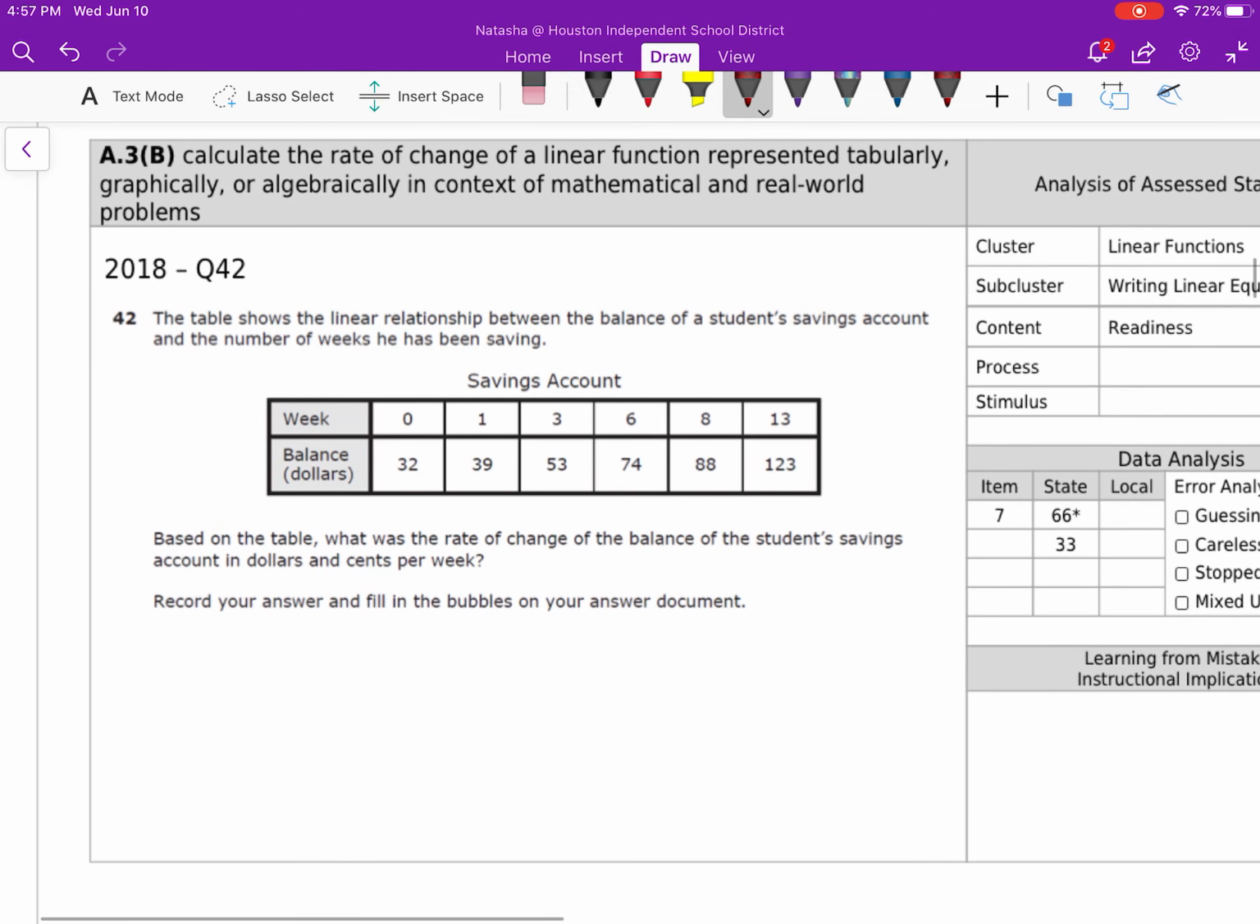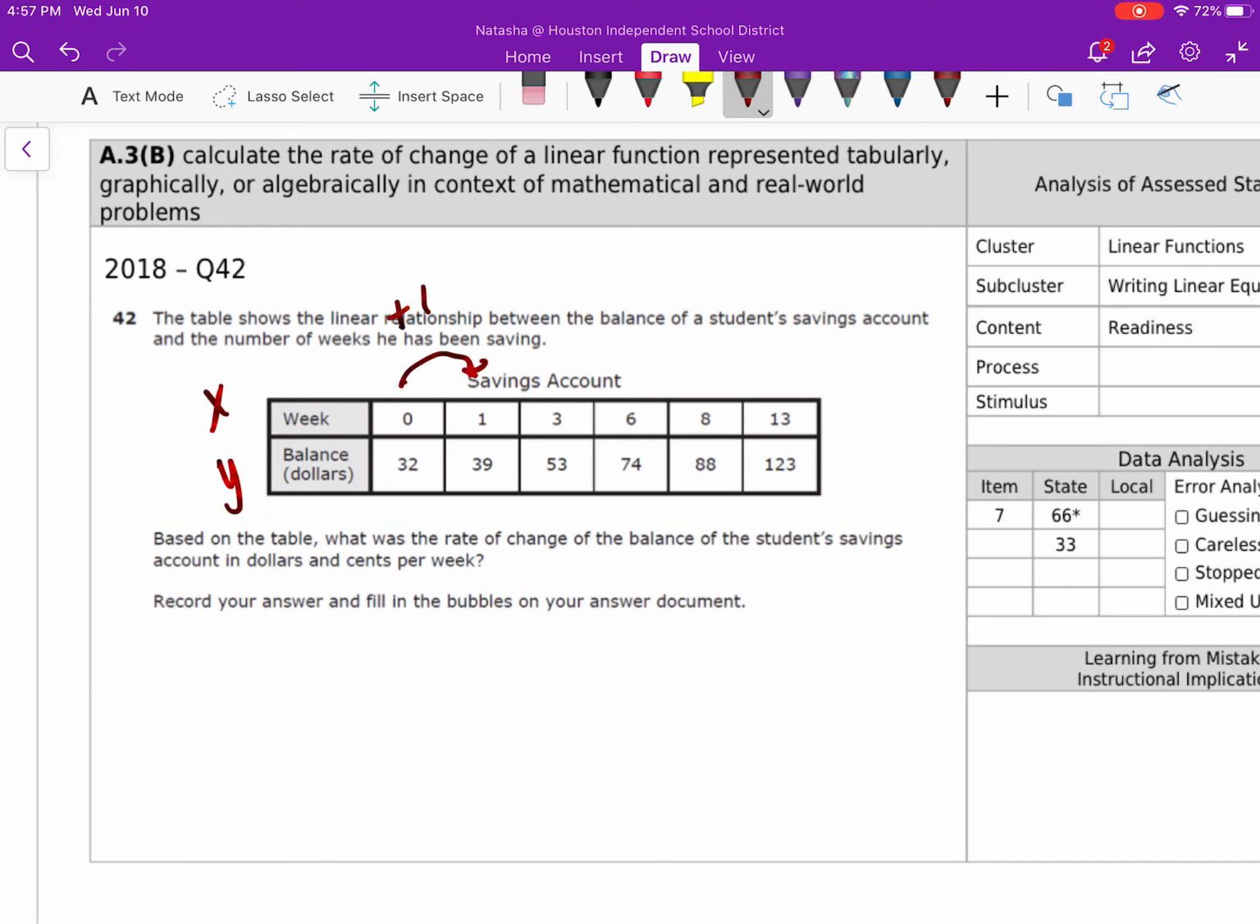All right, let's see the next question, same TEAC. We're going to continue. The table shows a linear relationship between the balance of a student's savings account and the number of weeks they've been saving. So this is y and this is x. Based on the table, what is the rate of change?